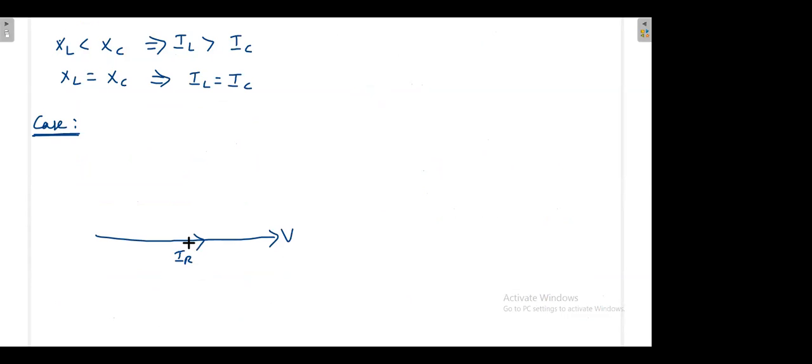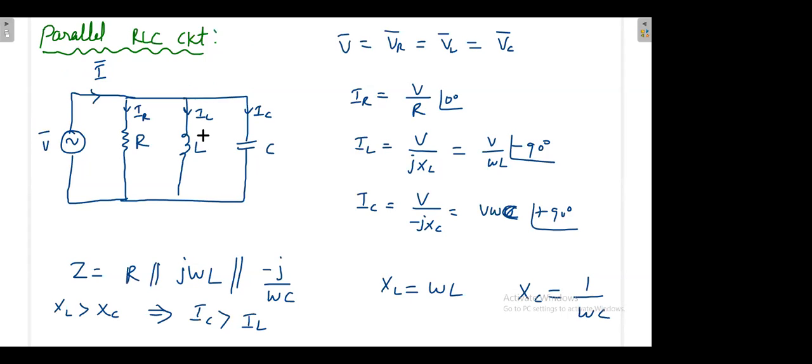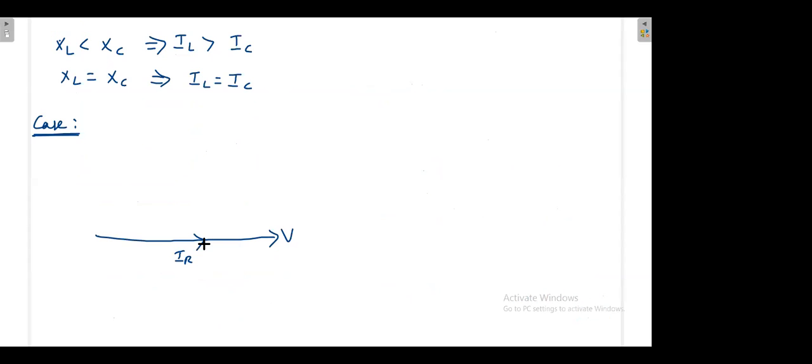Then the same V is applied here, and this is the current. The voltage is already there, and now some current is coming across the inductor. Which one will lead and which one will lag? Anybody? Across the inductor, the current will lag and the voltage will lead. Since the current is lagging, I can write my IL here, with a 90-degree lag with respect to V.